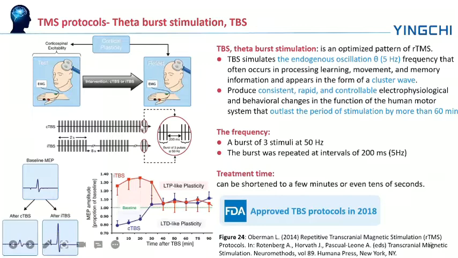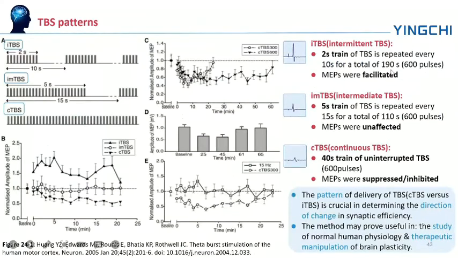And these are 2 patterns used a lot in TBS. And as you can see, it has a burst of 3 stimuli at 50 Hz. And the burst is repeated at intervals of 200 milliseconds, which is 5 Hz. So the treatment time can be shortened to a few dozen seconds. And this iTBS and this cTBS are used a lot.